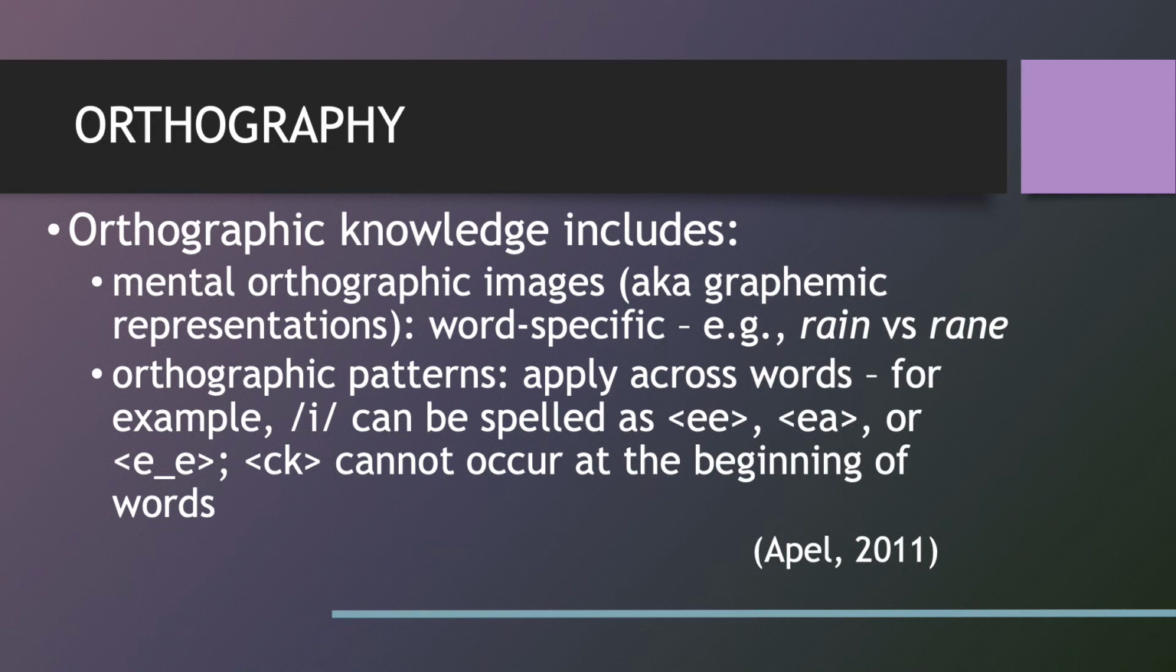Orthographic patterns are those that apply across words, so they're not word specific. It's more about patterns that are allowable in English. So for example, the phoneme E can be represented with the graphemes EE, EA, or E consonant E. Also, the grapheme CK never occurs at the beginning of words in English. So these are the types of patterns that apply broadly across words in English orthography. Skilled readers and spellers have this knowledge without necessarily being explicitly aware of it, and we learn it through statistical learning, through exposure, but it can be difficult to draw this knowledge to the surface and explain specific rules or why certain spellings are legal, if you will, or illegal in English orthography.